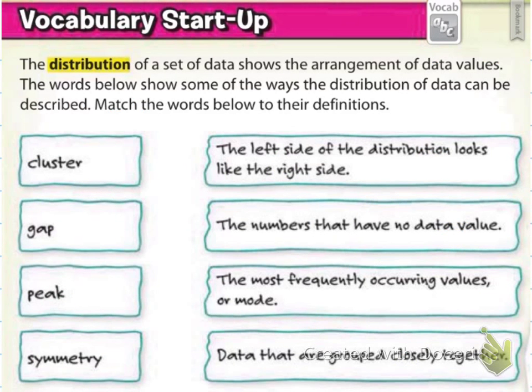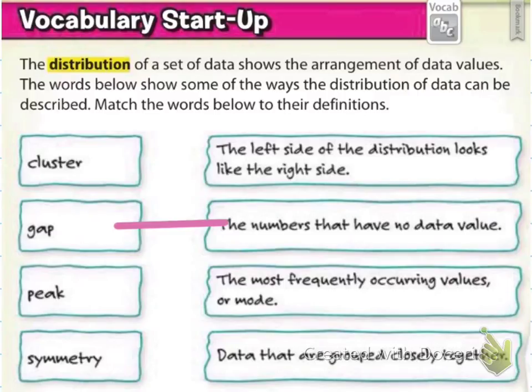Looking at the vocabulary startup, we're going to talk about distribution and some key words that we're going to be using throughout this whole section. It says the distribution of a set of data shows the arrangement of data values. The words below show some of the ways the distribution of data can be described. So match the words below to their definitions. Go ahead and pause the video now and match up. Some of them might be easier than others.